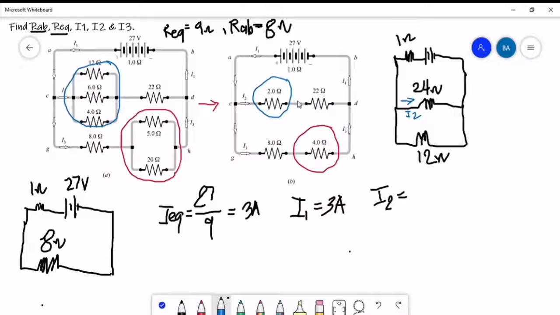Now, to solve for our I sub 2, we will be using these 24 ohms, or the R equivalent CD. So this would be voltage. What would be our voltage to be used here? Yes, we use 24 ohms. Just observe the direction for our I sub 2. What will be the voltage that we will be using here?